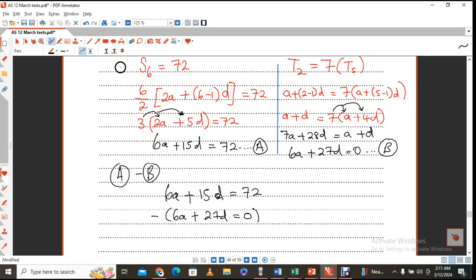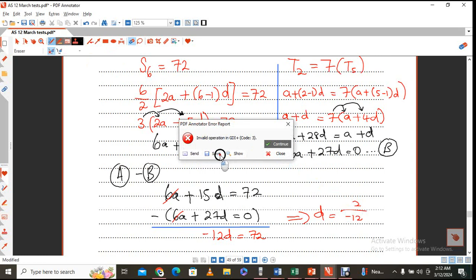It doesn't matter which one you write on top though. Okay, so I'm going to go ahead and do the subtraction. Obviously this one's eliminated, and 15 take away 27, that is going to be minus 12d, and that is 72. So this then gives me that d equals 72 divided by negative 12. Let's just write our 72 neatly there. Okay, here we go again.